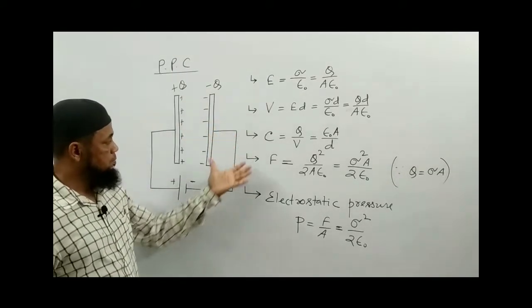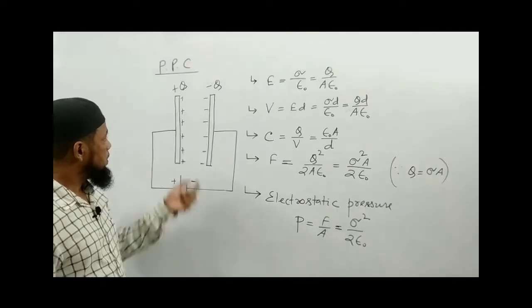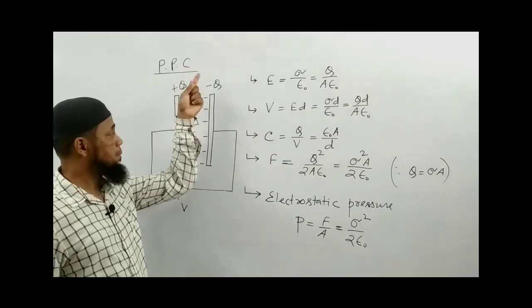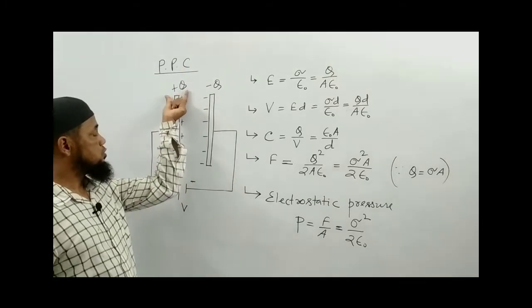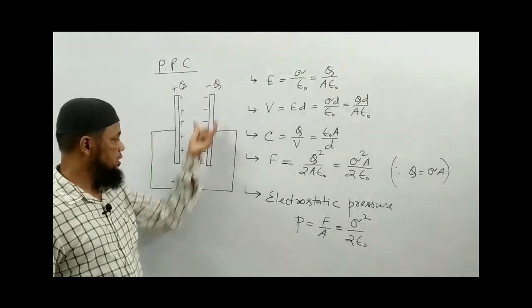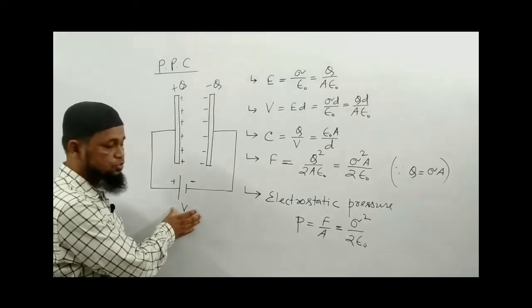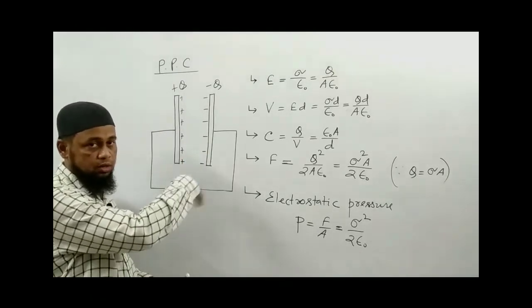In our last class we talked about the parallel plate capacitor, and so far this is what we have learned. This is the positive plate, this is the negative plate. PPC means parallel plate capacitor. This is the charge on the positive plate, this is the charge on the negative plate. A battery, a potential difference of V volt, is applied between both the conductors.